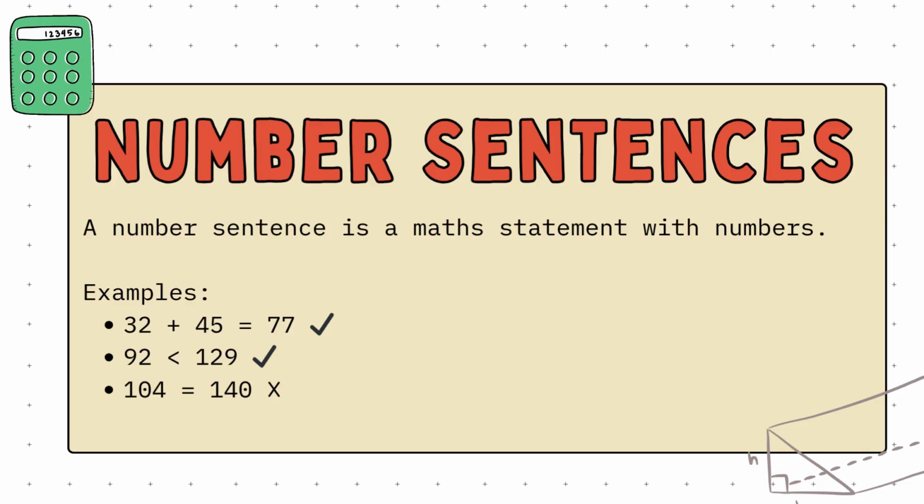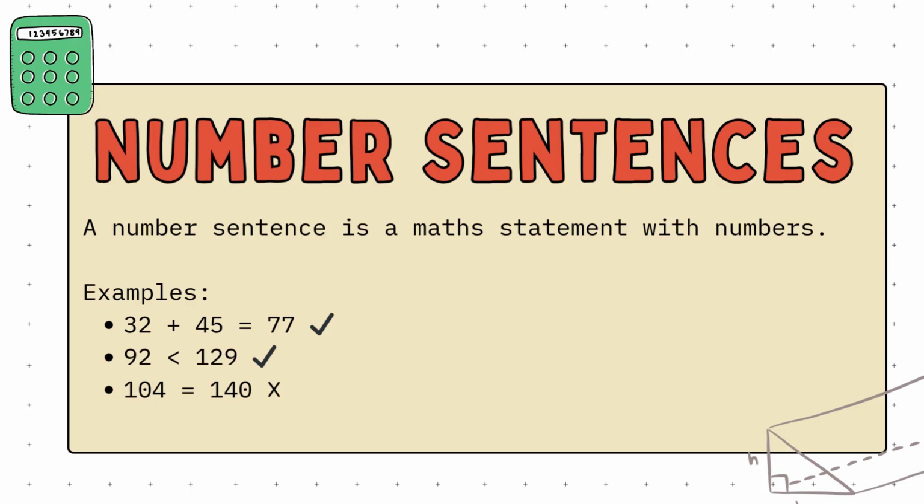Let's talk about number sentences. A number sentence is just a math sentence, a way of writing something in math using numbers, symbols, and an answer. Just like in English, where sentences make a complete thought, in math, a number sentence shows a complete idea using numbers. There are different types of number sentences.